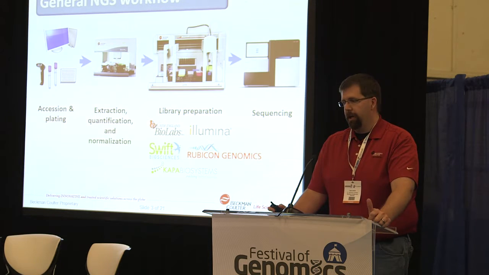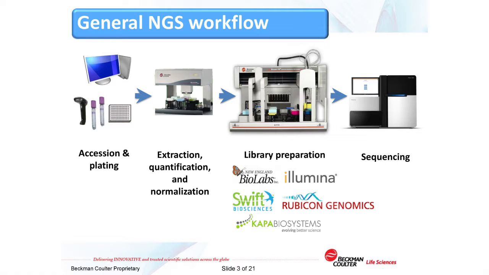And then you would need to quantify and normalize those and move on to library preparation with any number of reagent vendors that offer next generation sequencing library prep kits, including Illumina, NEB, Swift, Rubicon and Kappa, and then move on to sequencing.